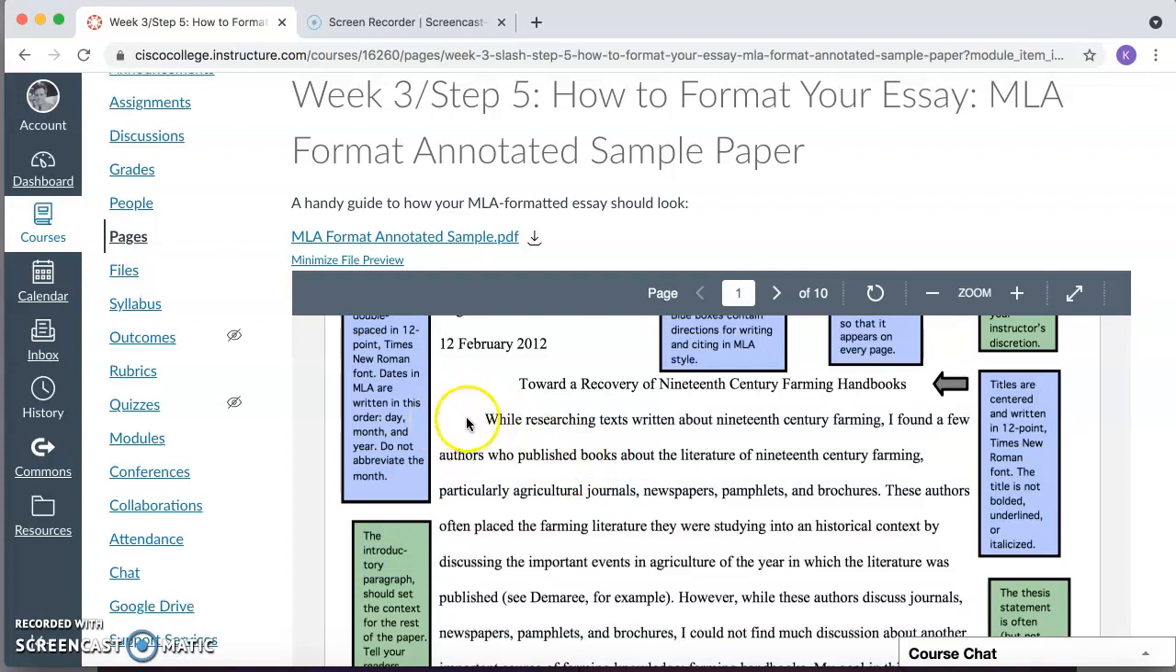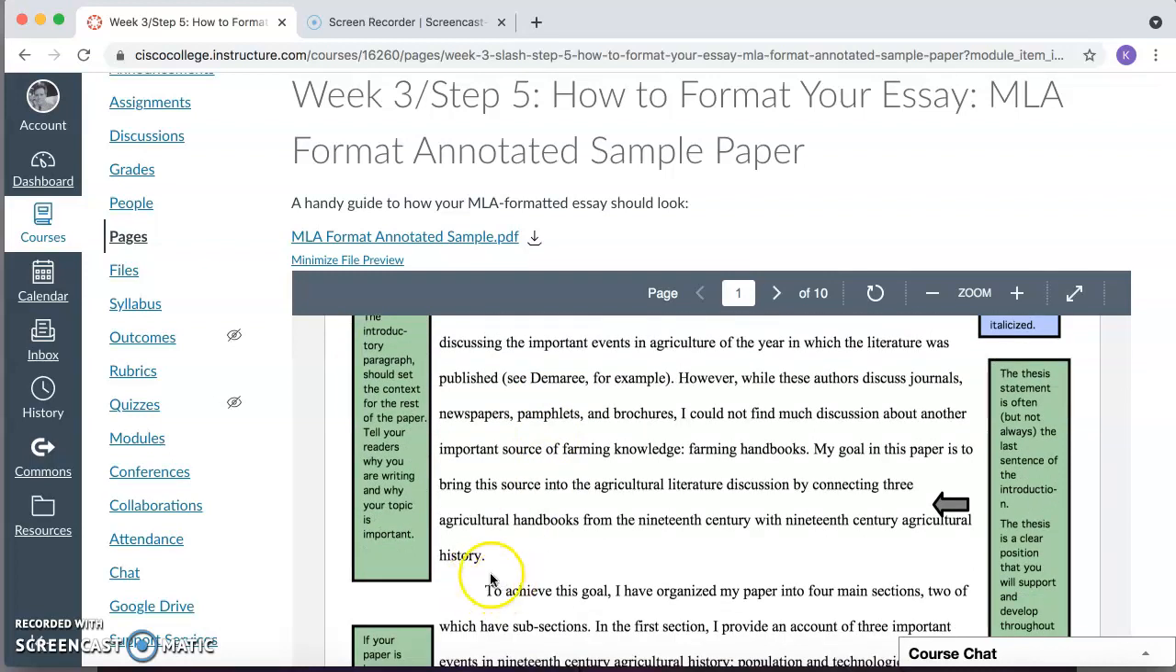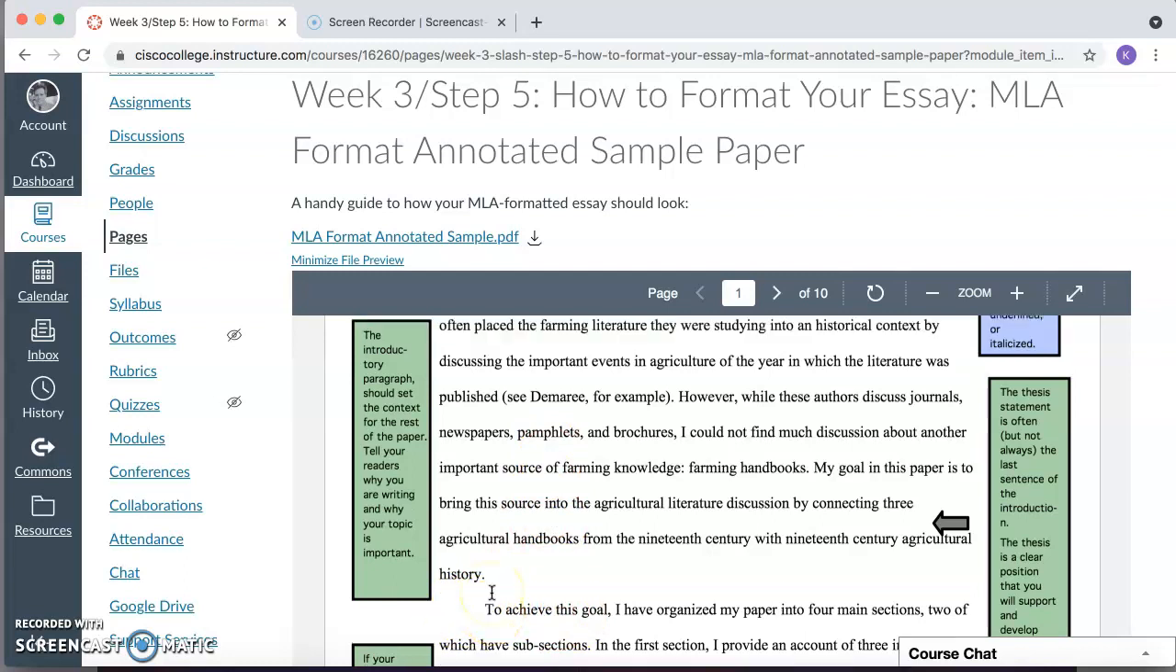Each new paragraph is indented, which means you have a white space here. There is no extra space between paragraphs. When you start a new idea or a new paragraph, just tab over to indent.